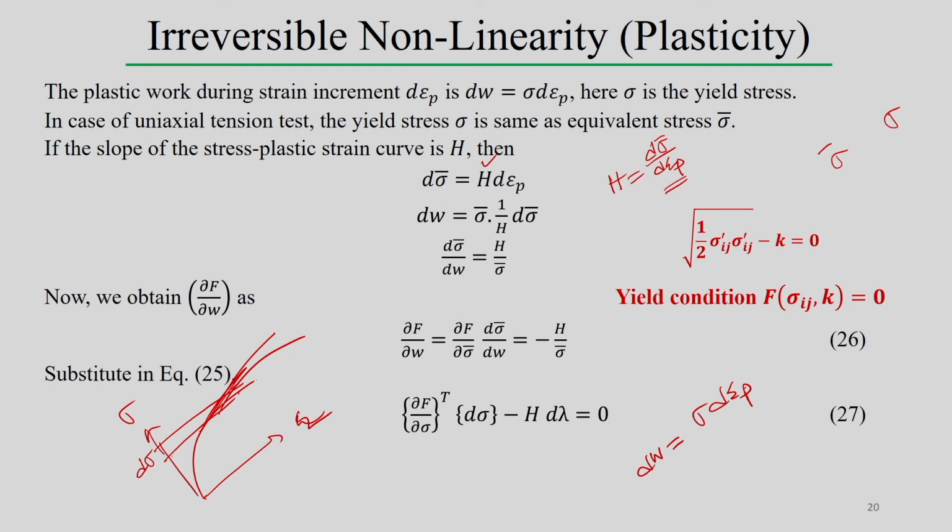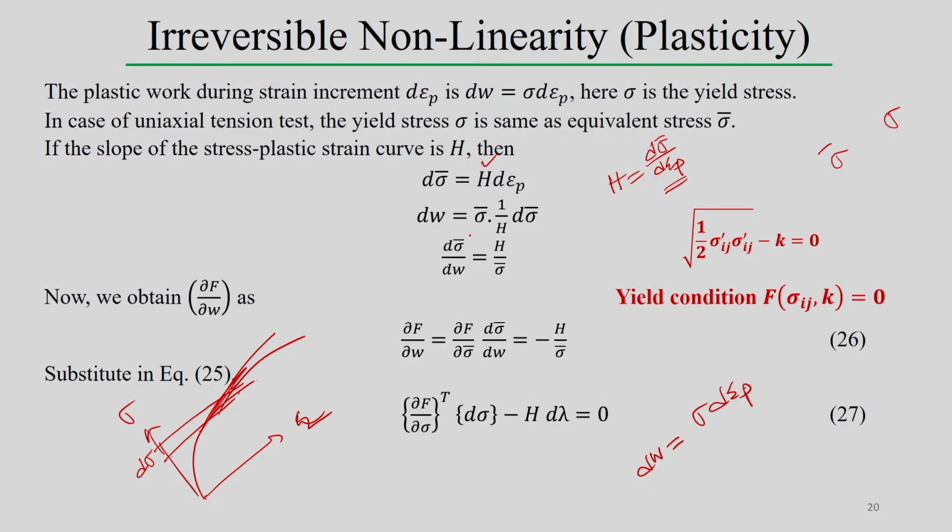Now, for example, in a particular material, the value of H can be well defined, because the uniaxial tensile testing curve we can easily evaluate, and maybe the data is available. From there we can get the information on the value of H. So, we assume that H is known for a particular material. Now, dW, the work done, equals sigma bar into d sigma bar, times 1 by H.